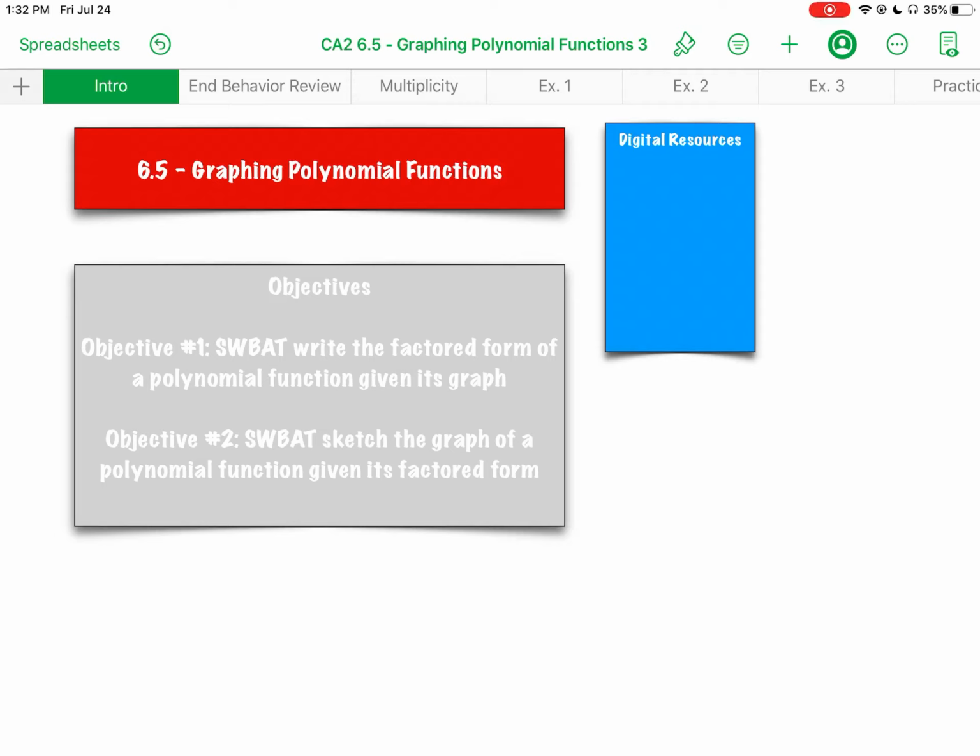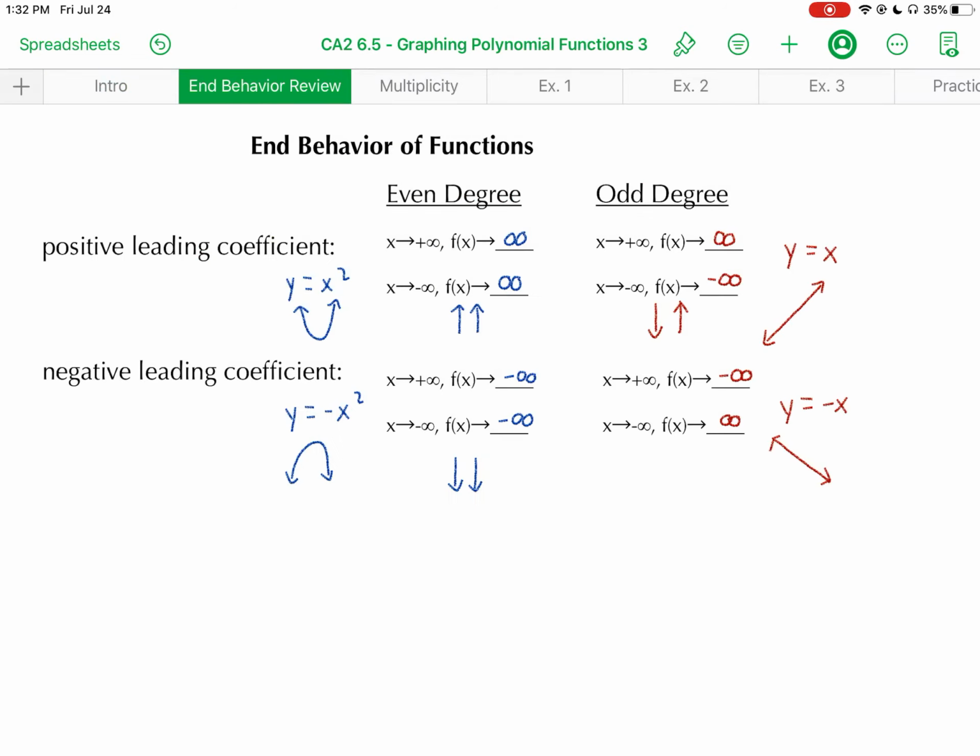All right, we're moving into section 6.5. We're looking at graphing polynomial functions by hand now. And we're going to do this based on some of the observations we made from our previous lesson, okay? One thing we talked about last lesson is end behavior, so I've got a quick review of it on your screen right now.